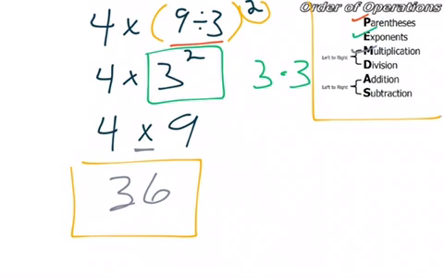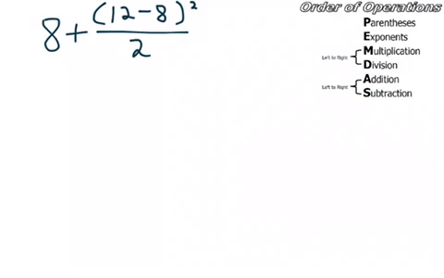All right, let's try another practice. You should be following along with me. You'll get to do some practice on your own, but you want to follow this, make sure you get a good example. Let's try one with division. 8 plus, we've got 12 minus 8 in parentheses squared, and then we've got this divided by 2. This line means we're going to divide by 2, so the order is important here.